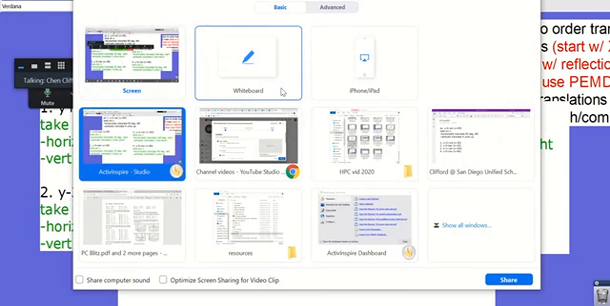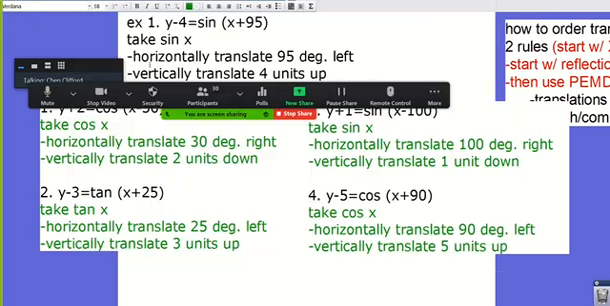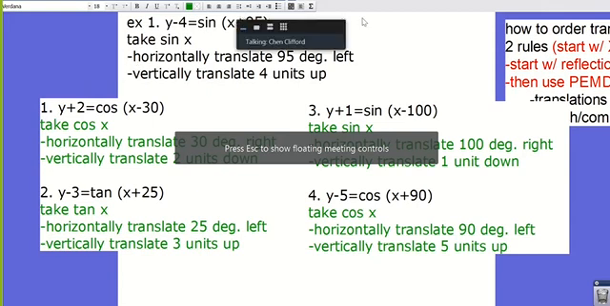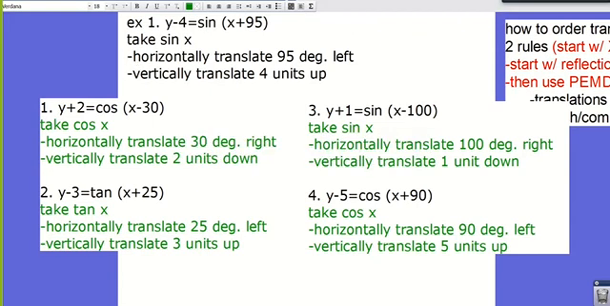Okay, let's talk about, what was I going to say? Stretch compressions. Okay. Now, let's look right here.